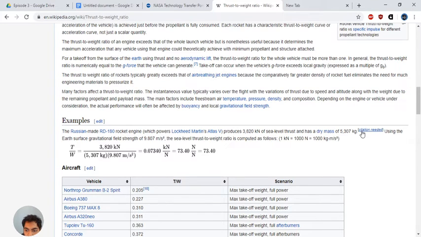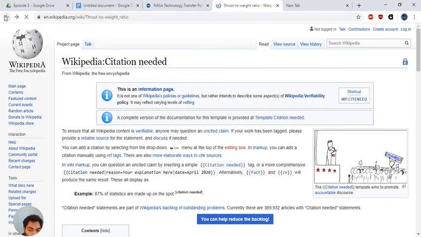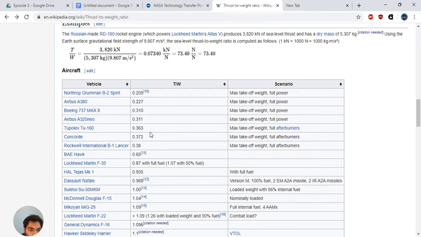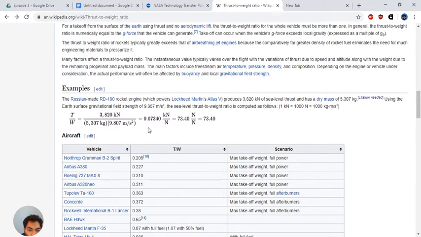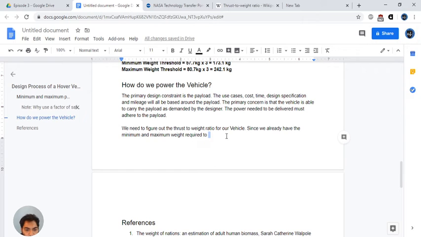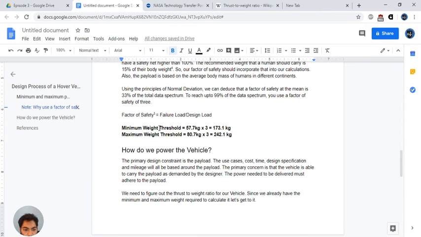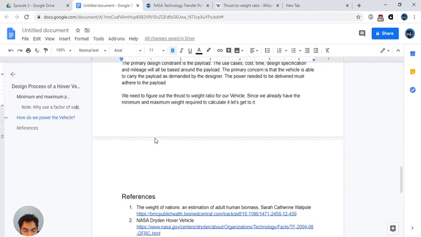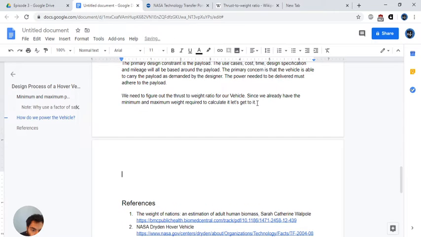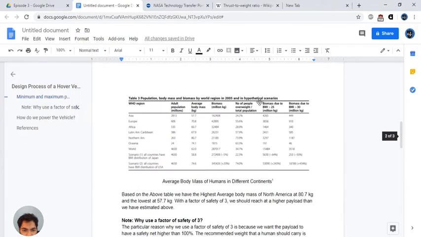So this is what we're gonna use. So we're gonna calculate the thrust to weight ratio of... I think this is for the Asia and this is for... I don't know. It's gonna make sense as I go along.